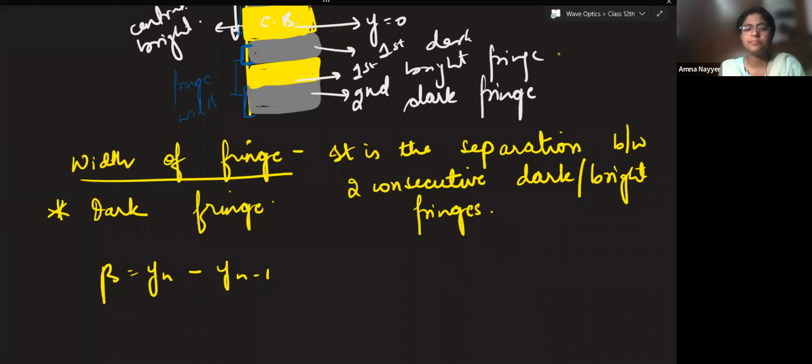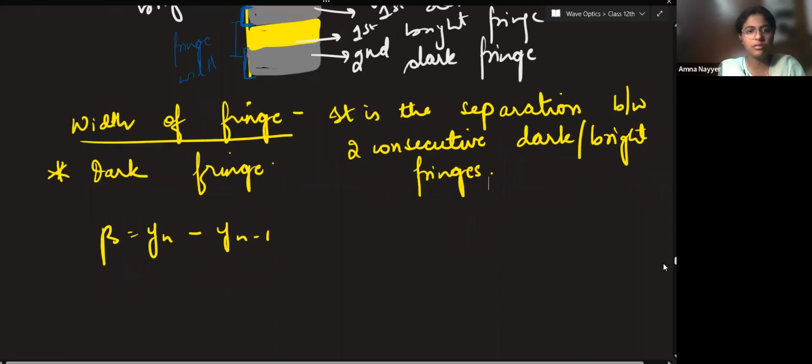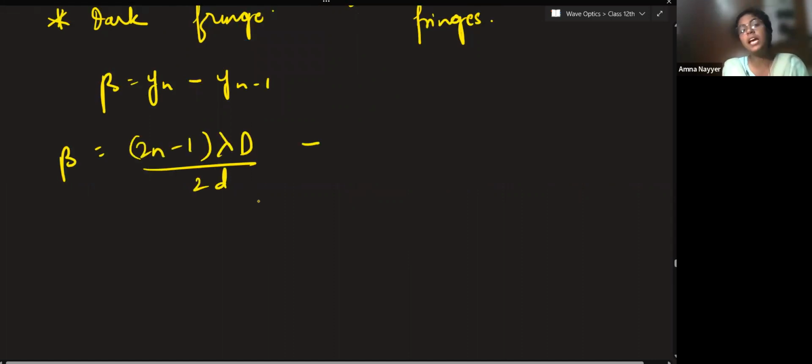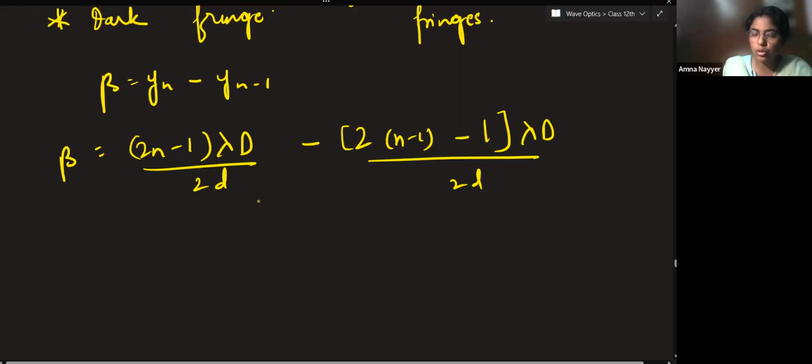Now for the dark fringe, I'm doing this derivation, the proof of it. For bright you will do the same thing. Beta is denoted through this symbol. Beta is yn minus yn minus 1, so it is (2n minus 1) lambda D by 2d minus yn minus 1. Your n is now n minus 1, so this becomes (2(n minus 1) minus 1) lambda D by 2d. Do you understand why this is written? This is 2n minus 1; since n is n minus 1, that's why it is written this way.